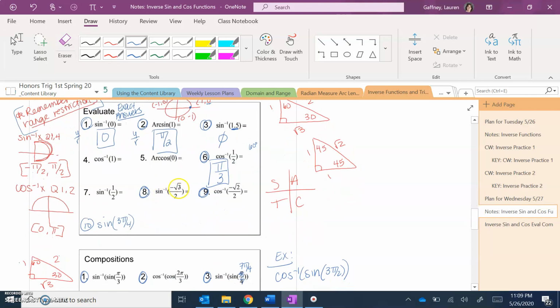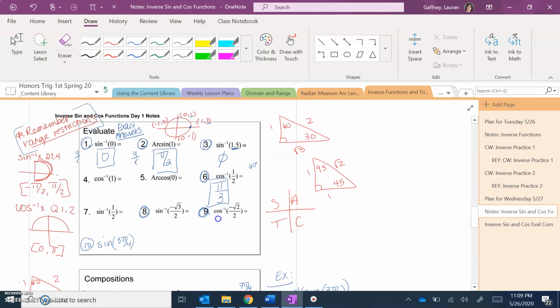Sine inverse of negative root 3 over 2. So also a 60-degree reference angle, opposite over hypotenuse. So it's some form of pi over 3. We have to figure out what the number here should be. Now, it's negative. Sine's positive in quadrant 1, so the only other answer based off of our restrictions should be in quadrant 4. But if you go this way and say that it's 5 pi over 3, is that between negative pi over 2 and pi over 2? No. So what you need to do, instead of going counterclockwise, is go clockwise and make it negative pi over 3. That's important.